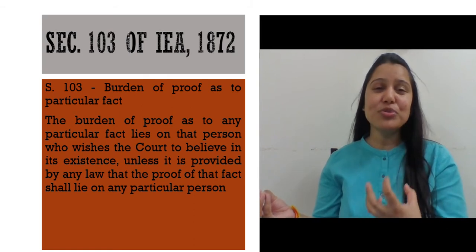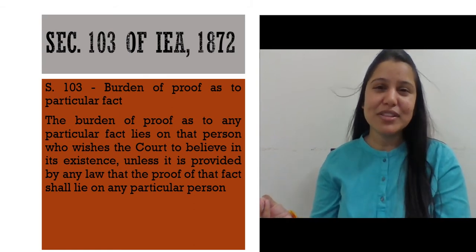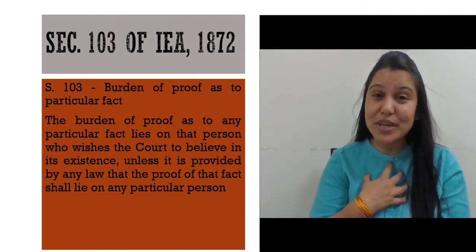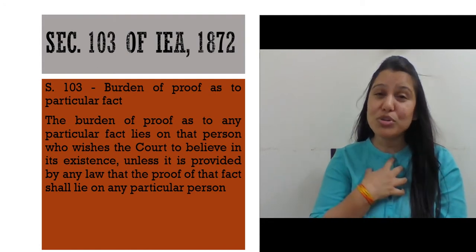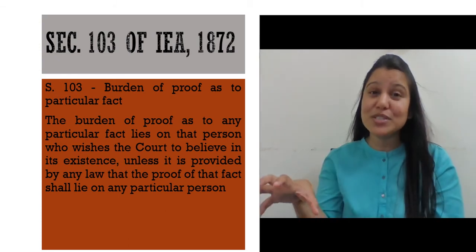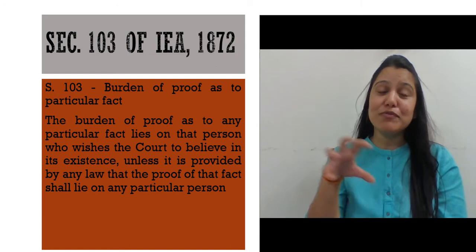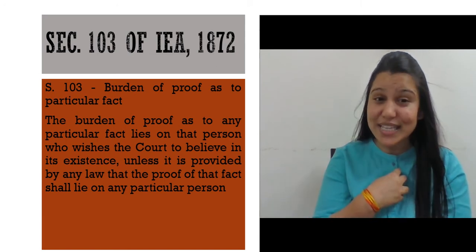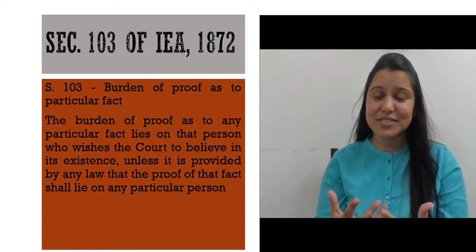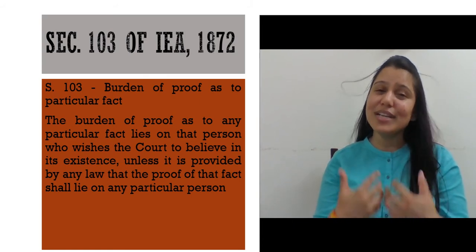Right? So, in order to make the court believe in this fact, the burden of proof lies on A because A knows this very fact and A wants the court to believe in this very fact. So here, in order to prove this very confession, the burden of proof is on A because A wishes the court to believe in its existence. So here it lies on A.